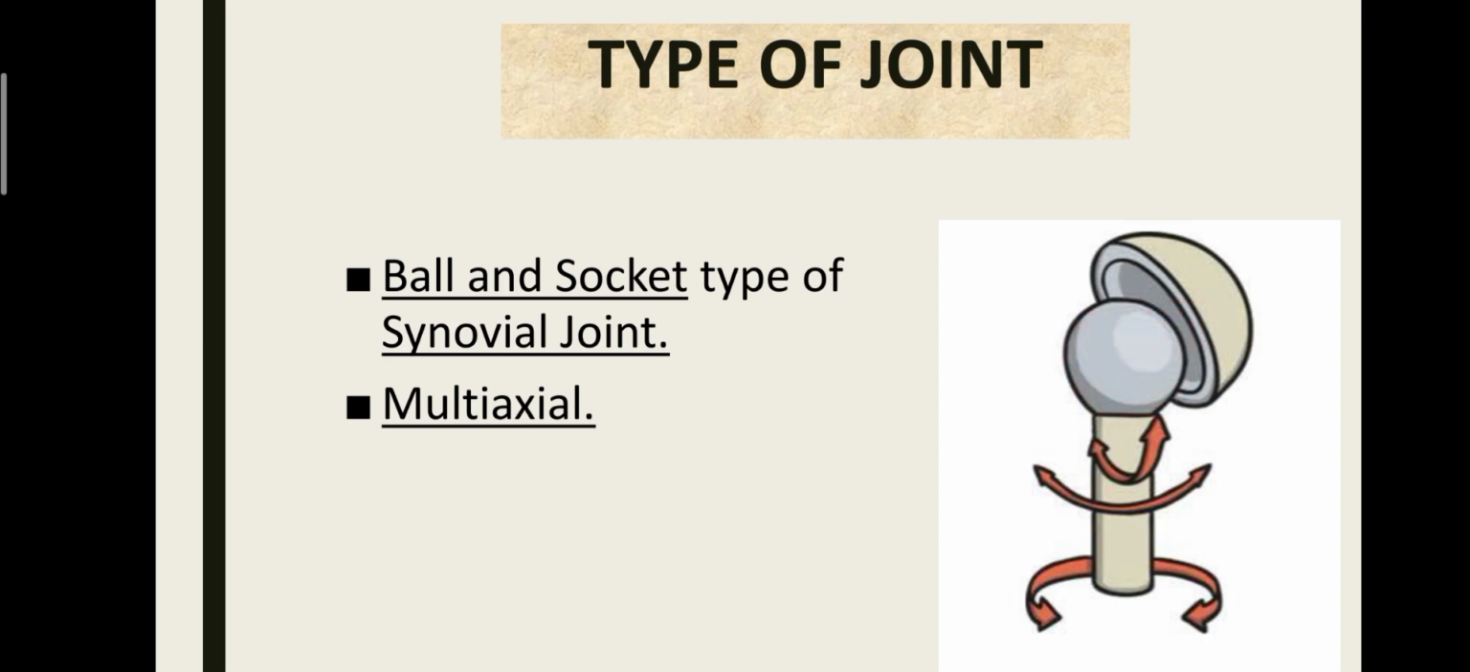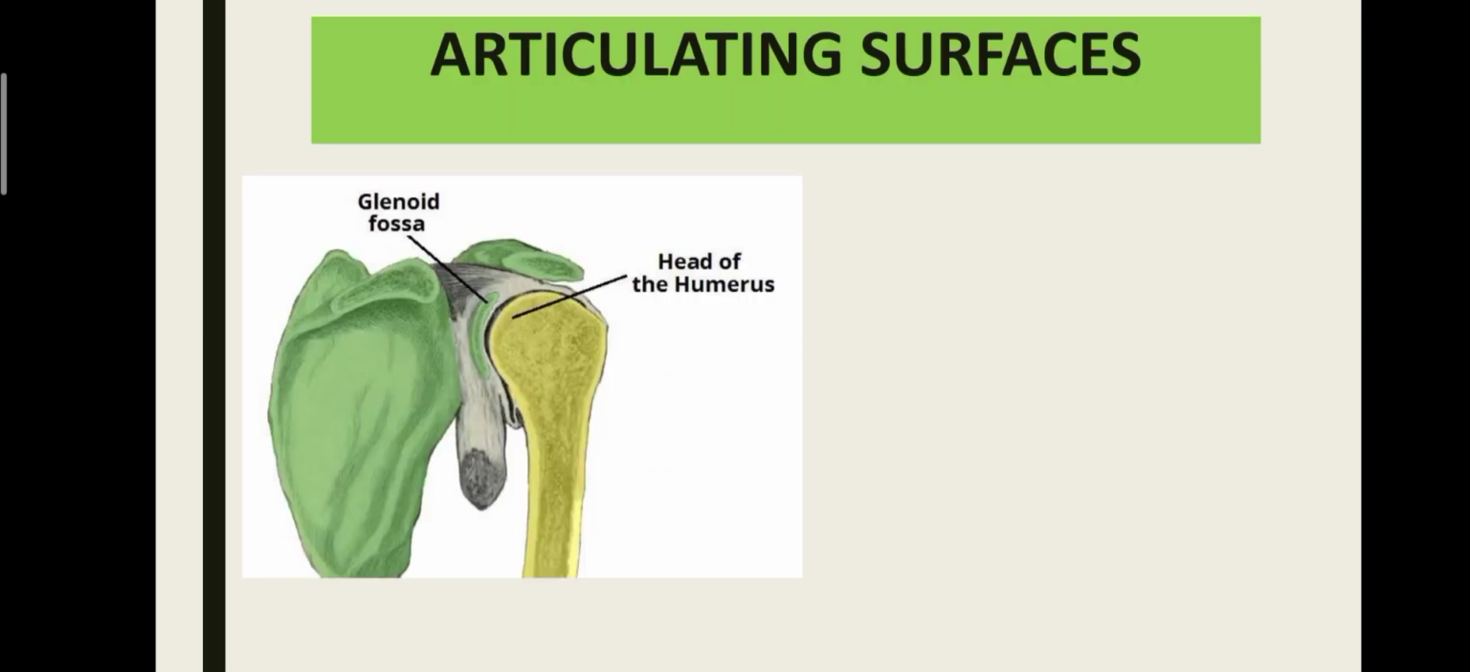It is basically like fitting a ball inside a bowl, okay? So this is the ball and socket type of synovial joint, and it is multi-axial. Multi-axial in the sense all possible movements are possible here, okay? See, it is like flexion, extension, abduction, adduction, medial rotation, lateral rotation and circumduction. All these movements are possible in a ball and socket type of synovial joint, and that is applicable for the shoulder joint as well. Okay, so this is about the type of joint.